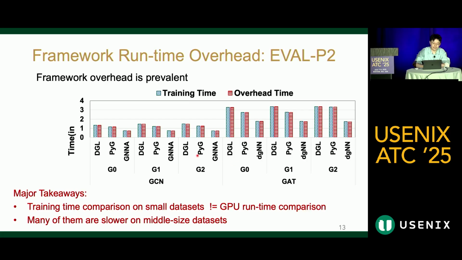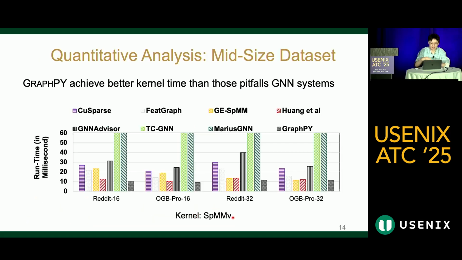We plot the training runtime and the overhead time across different GNN systems, GNN models, and datasets to show that framework overhead is prevalent. The takeaways here: first, the training time comparison on small datasets is not a GPU runtime comparison. Second, many of them are actually slower on middle-sized datasets, which I show on the next slide.